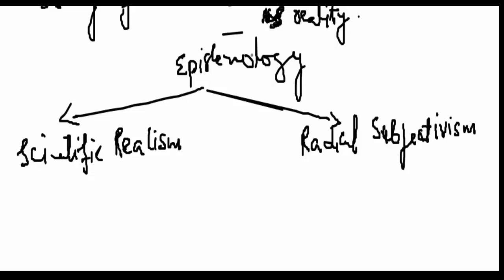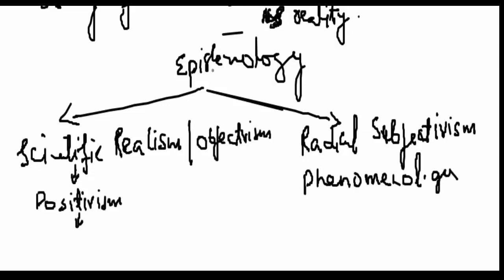So we talk about two extreme stances of epistemology, that is radical subjectivism and scientific realism. So epistemology has two extremes. We just said scientific realism, or we could say scientific objectivism, and on the other extreme is radical subjectivism. It's also called phenomenology, and the other is also called positivism. Okay, there are other names for these also. That's why it's confusing, because they have different terminologies related to these two extremes.